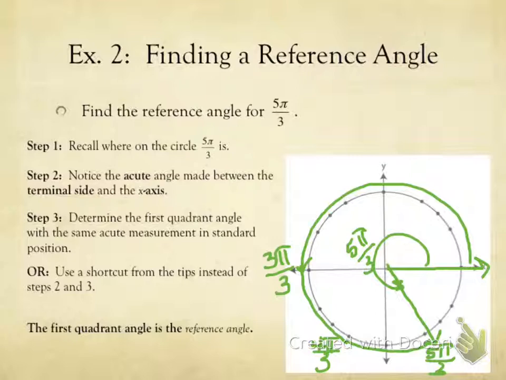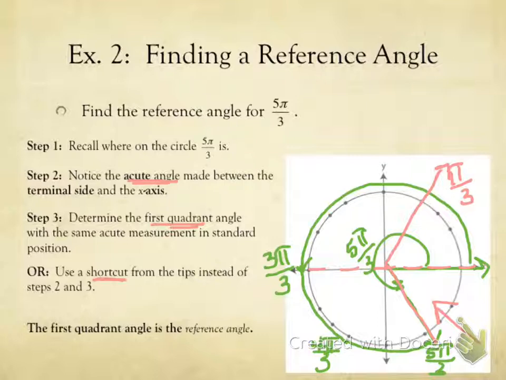Okay, now here's where our little trick can come in. We can go through the process that we explained of looking at what the acute angle would be and then determining the first quadrant angle that would have the same acute measure. Or we can take a look at the shortcut we just talked about. Since this is a fourth quadrant angle, the shortcut said we could just reflect this angle through the x-axis to get our reference angle. Let me try that again. That wasn't very straight. To get our reference angle right here. Okay? And in radians, that reference angle is going to be pi over 3.